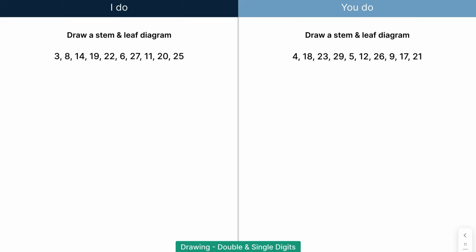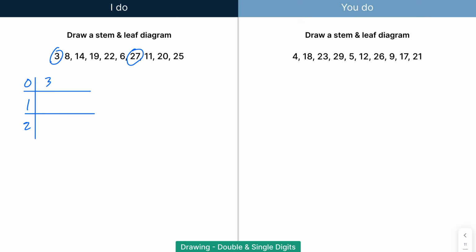Now, moving on, we are looking at single and double digits. So here we're going to pick the smallest number as usual. That is 3. And the largest number here is 27. Now, it might seem a bit unusual. You might think, well, what is the stem of a single digit number? So with 3, the stem is going to be 0. Okay, then we have 0, 1, and then 2.